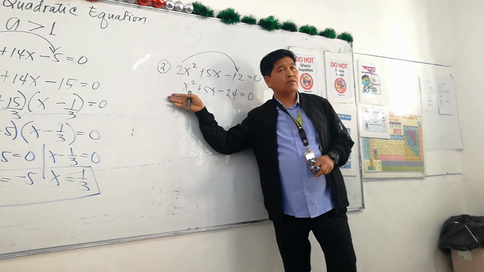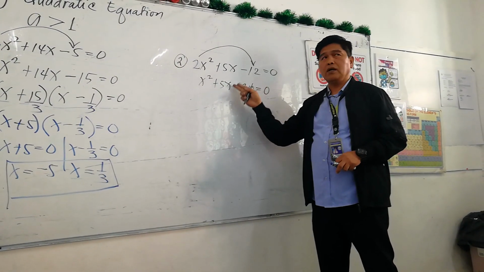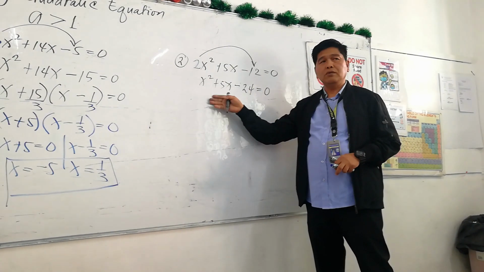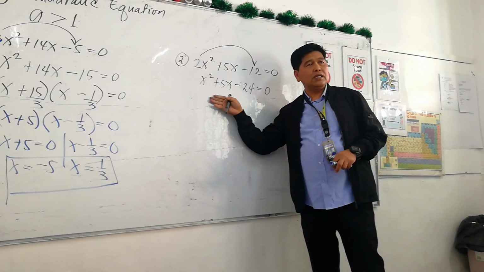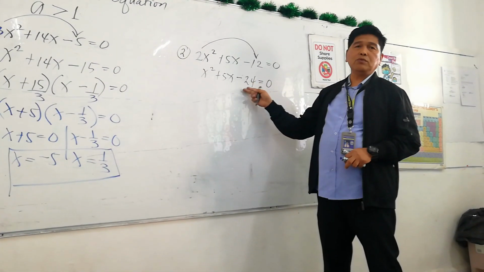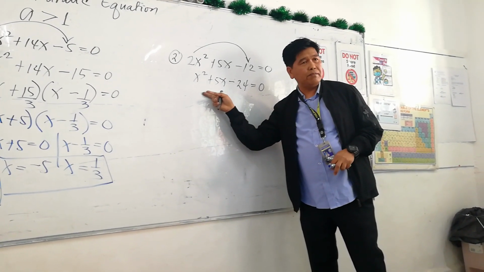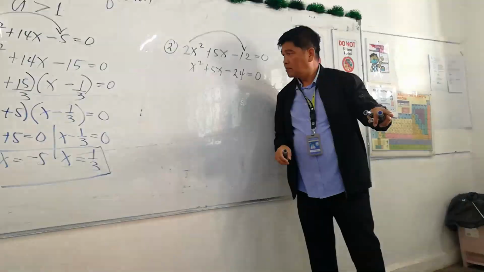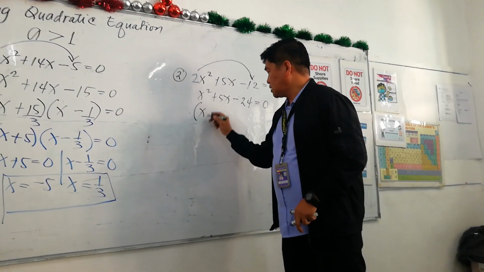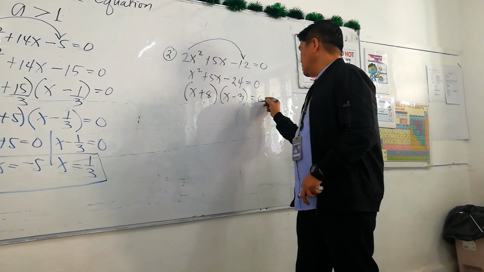Your a is equal to 1. If a is equal to 1, then just simply factor the last term, wherein the sum of the factors is equal to the coefficient of your linear term. What are the factors of negative 24 so that when added, the sum is positive 5? Jacob? Positive 8 and negative 3. Okay, positive 8 and negative 3. So x plus 8, x minus 3 equal to 0.